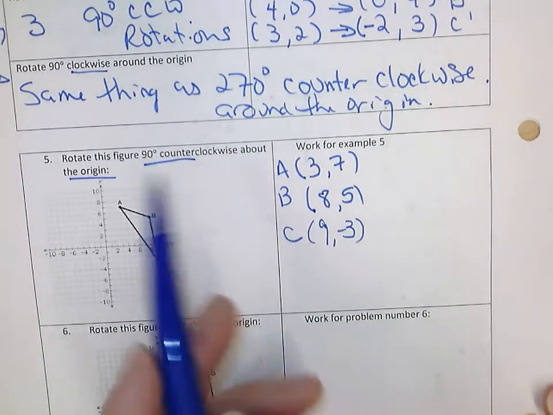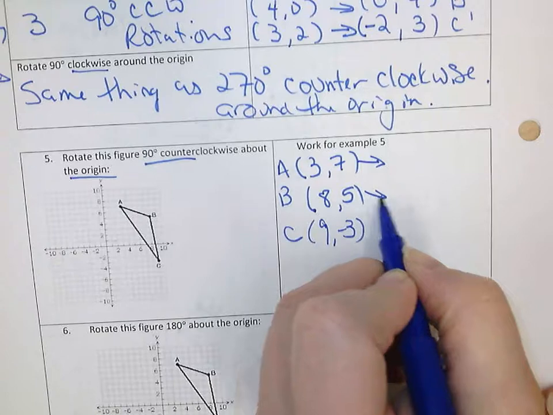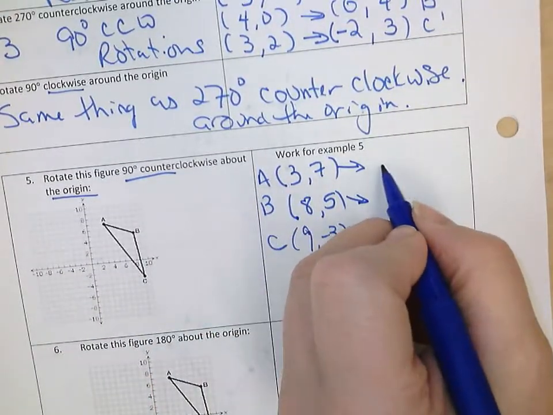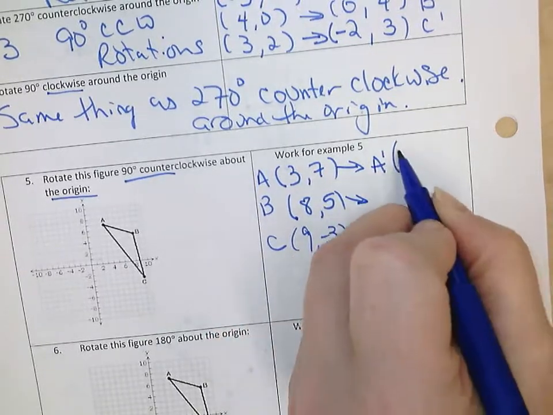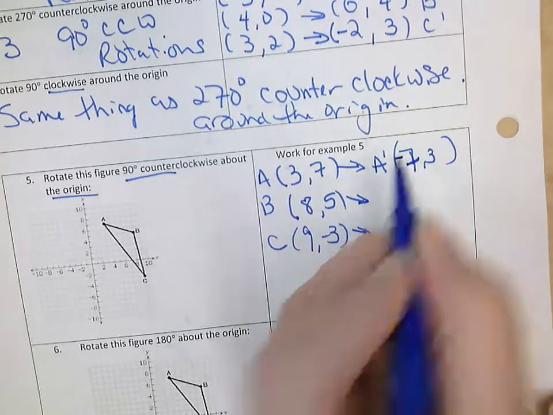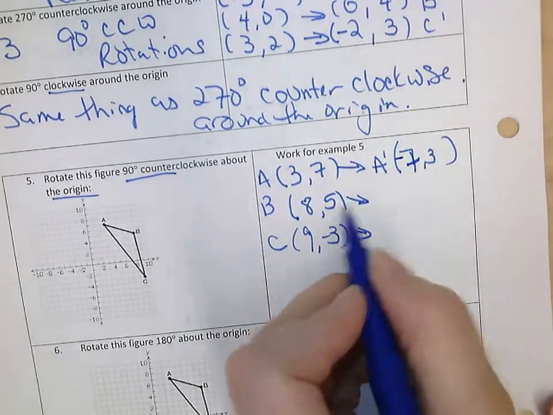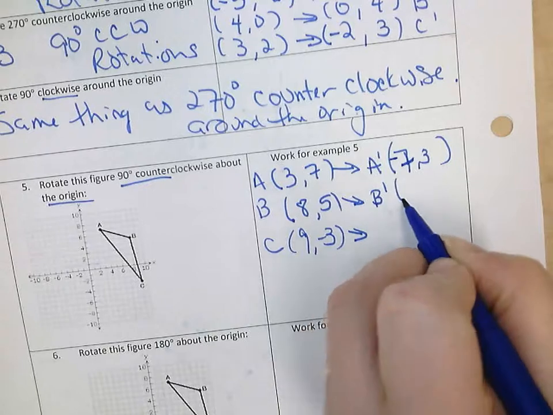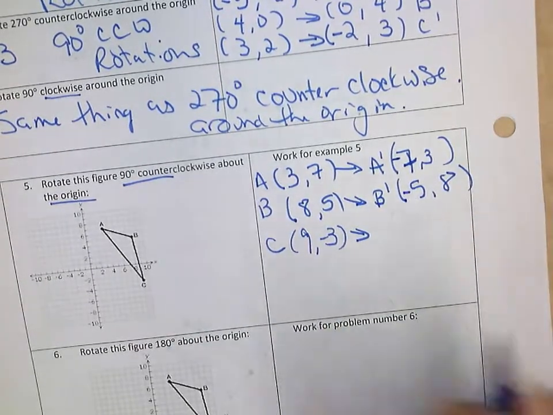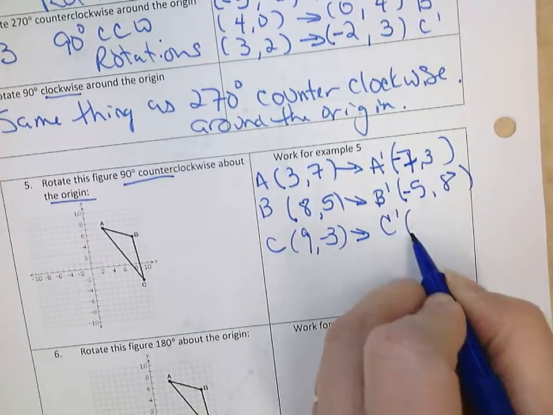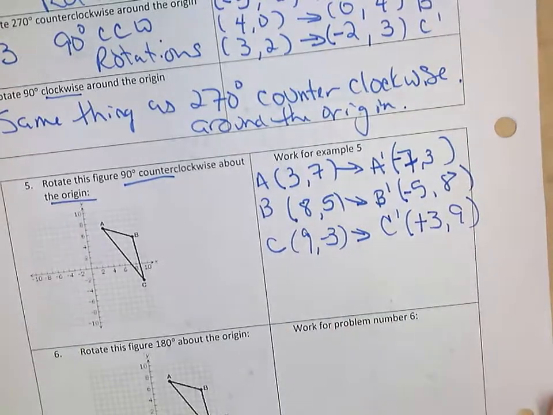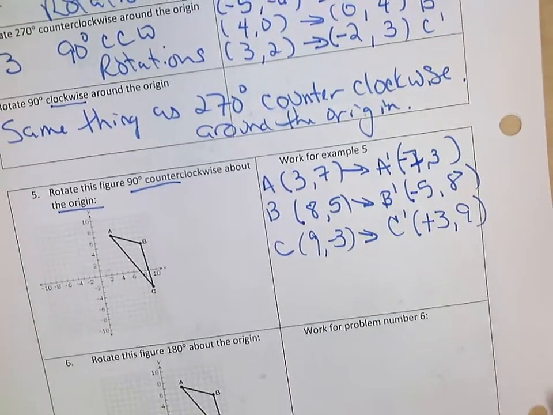So we're going to go counterclockwise. We're going to practice our rule and go directly to what we need to do. So we take A, 3, 7. A prime is 7, 3, and then we take the opposite sign of our first one, so A prime is -7, 3. B prime is -5, 8, taking the opposite sign of 5, and C prime is -3, 9, taking the opposite sign of the 9, -3.